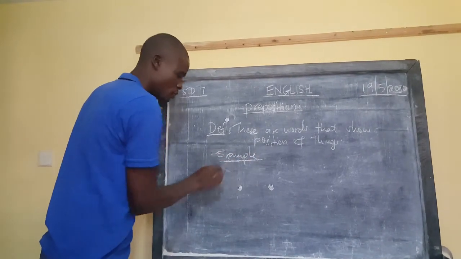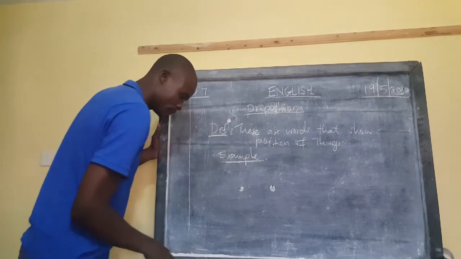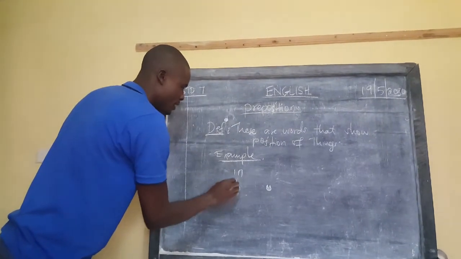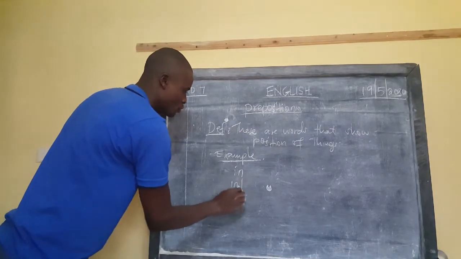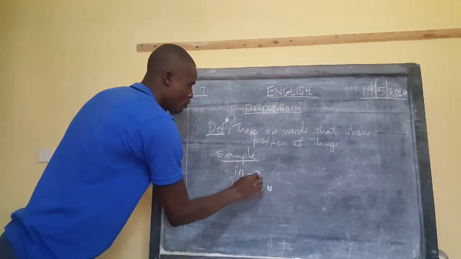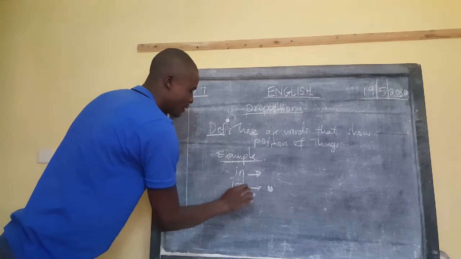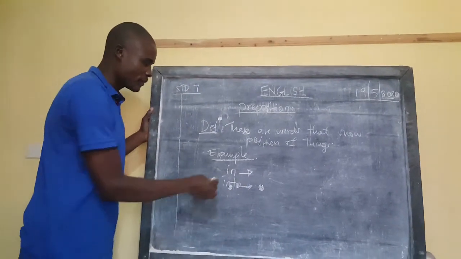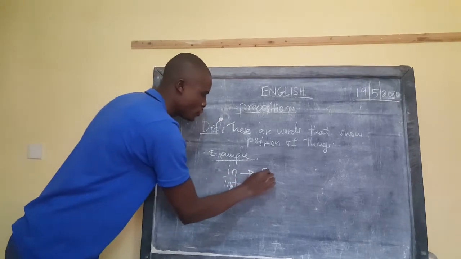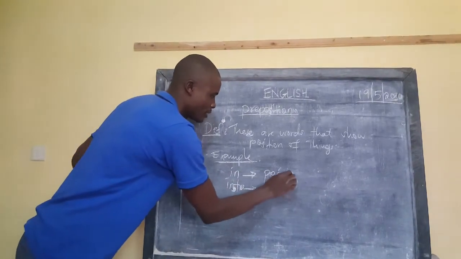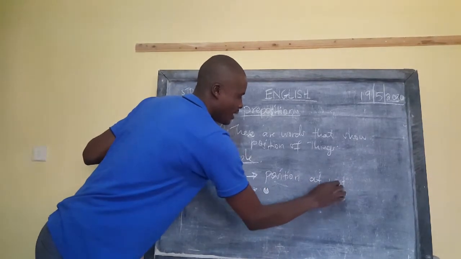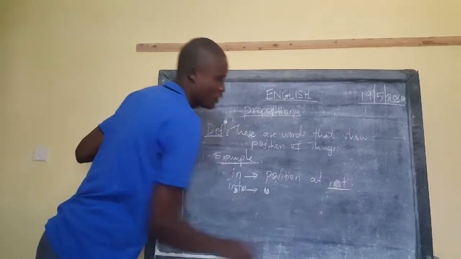We mentioned the use of in, the use of in and into, for example. In and into. These are very confusing, learner, but if you look at them well, in shows position at rest. Position at rest. And underline the word rest there.